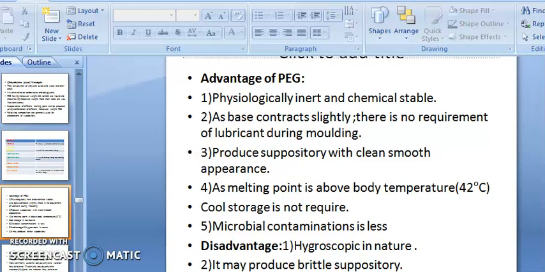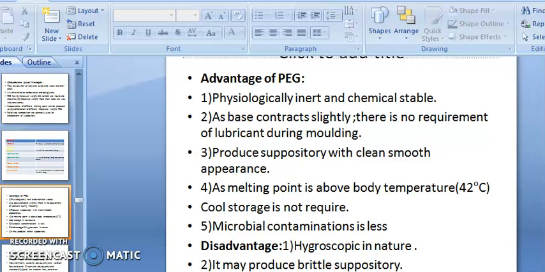As its melting point is above body temperature, that is 42 degrees Celsius, cold storage is not required for solidification. Microbial contamination is also less as compared to other bases.